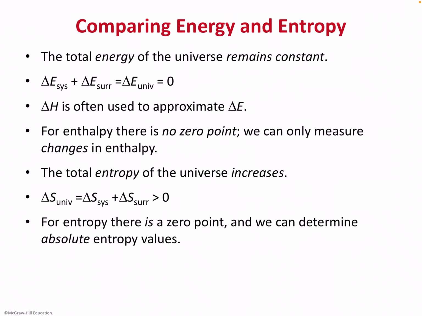Comparing energy and entropy. The first law of thermodynamics says the total energy of the system or the total energy of the universe remains constant. That is the first law of thermodynamics. Delta E system plus delta E surroundings equals delta E of the universe, which is 0.